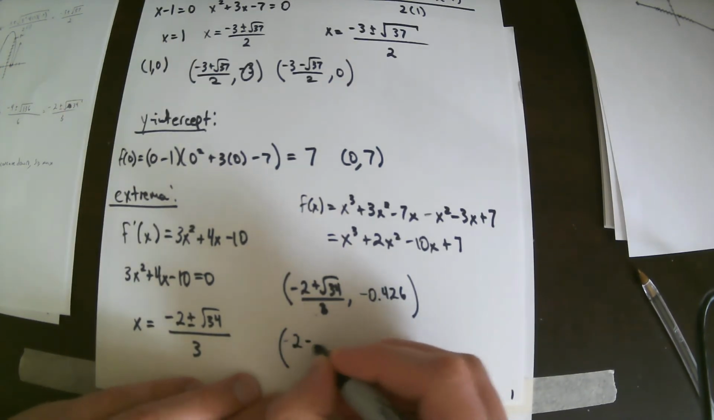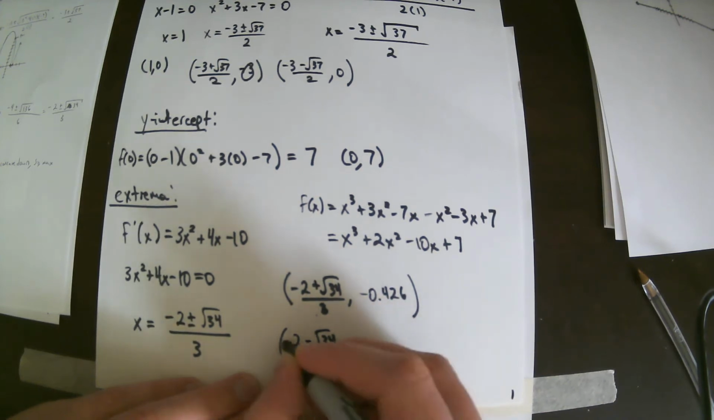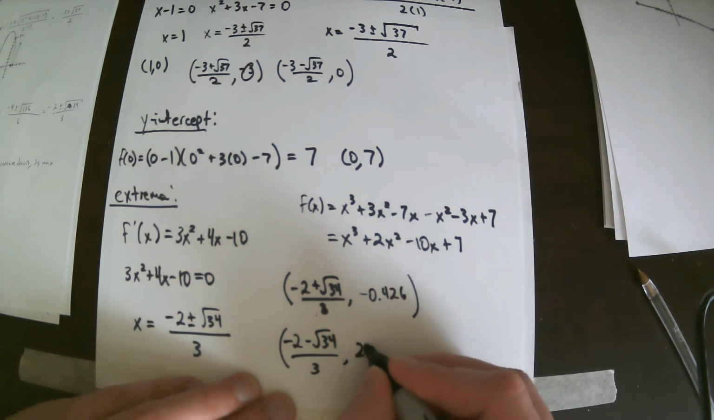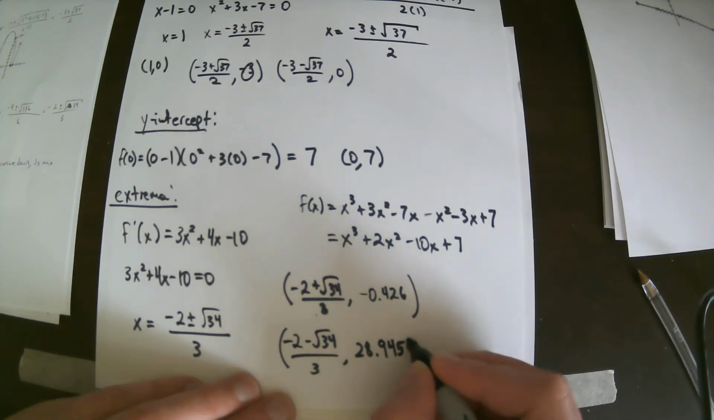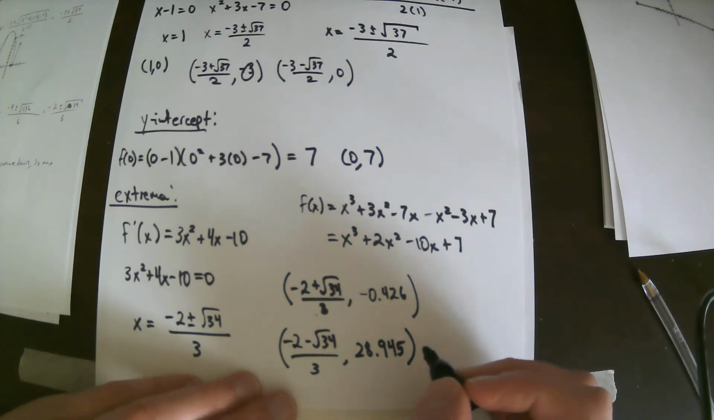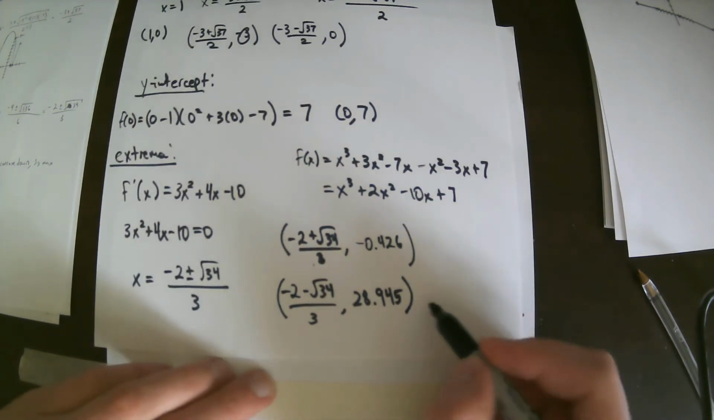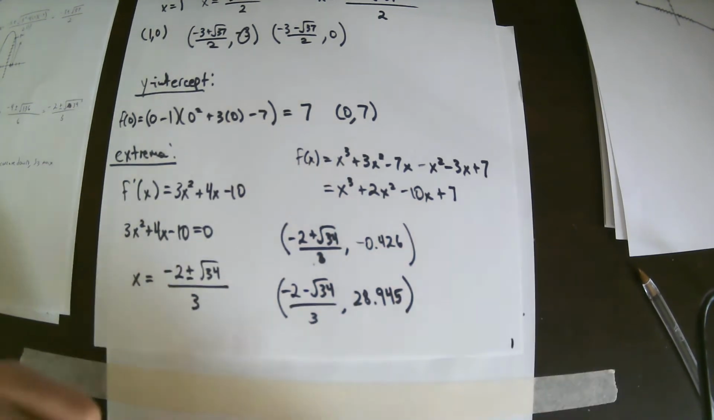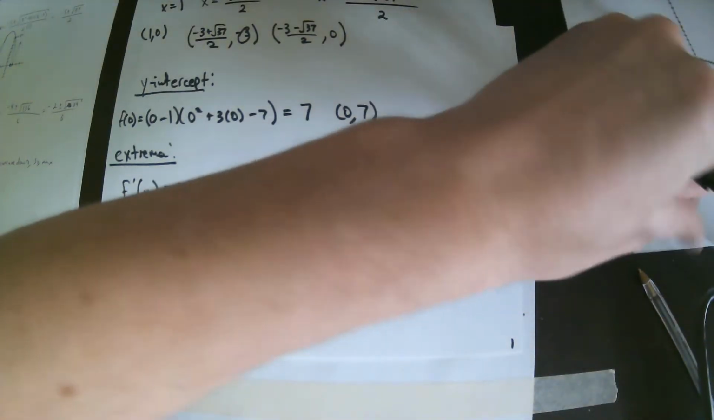The other one is negative 2 minus root 34 over 3. And that one gave me 28.945. Okay. Is this a max or a min? Is this a max or a min? Well, let's get the second derivative so we can figure that out. Is that going to be the easiest way? Yep, I think that's going to be the easiest way.